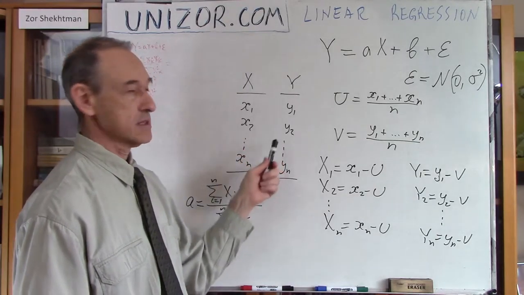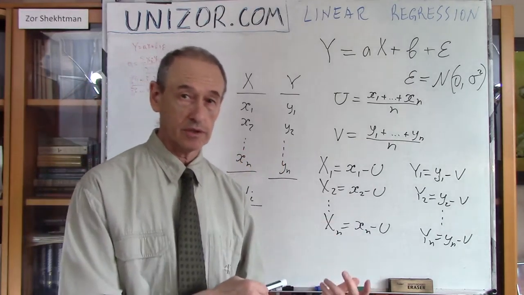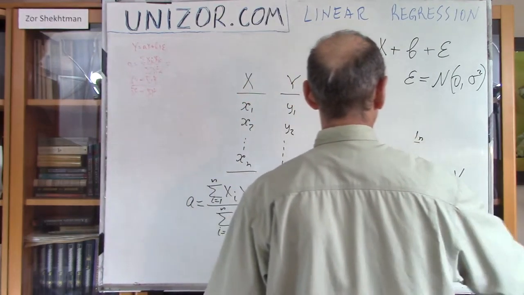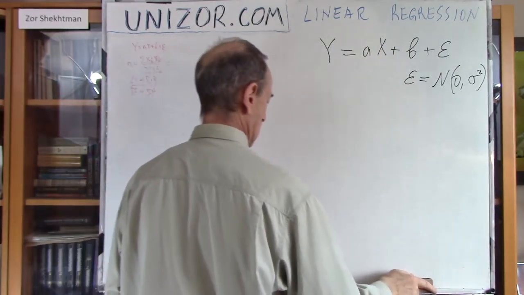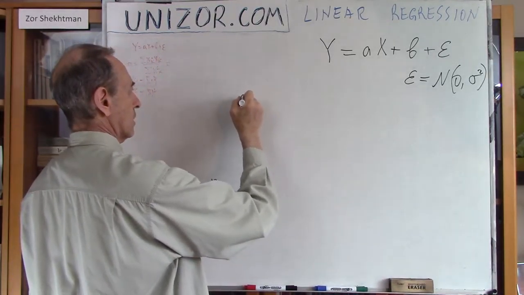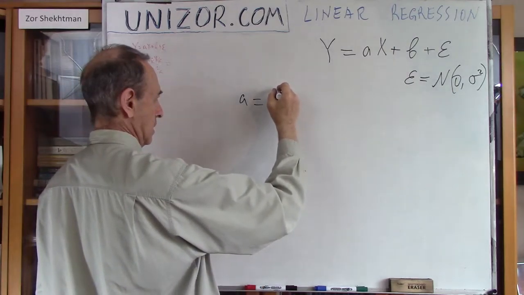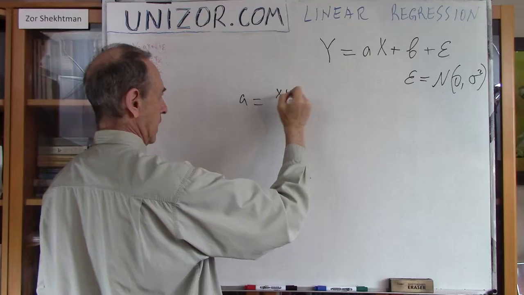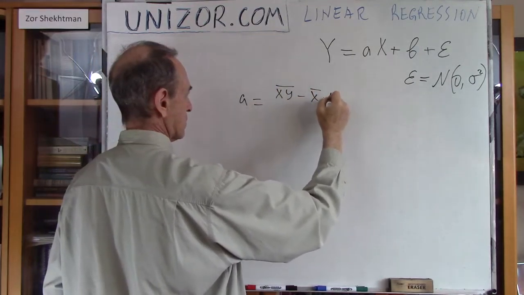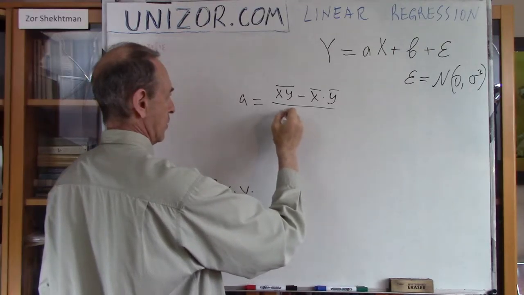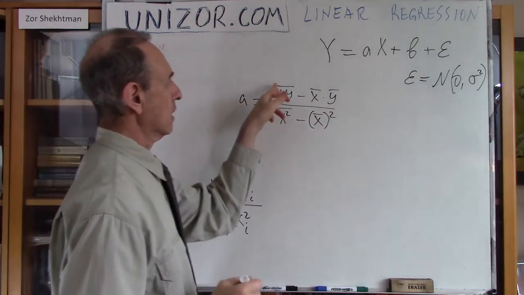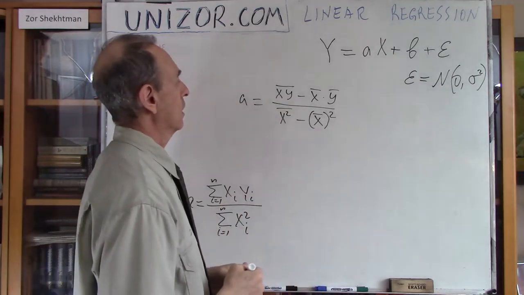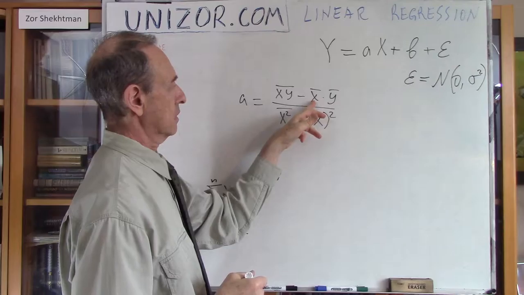The problem is related to the following fact. Sometimes, in some textbooks or websites, the final formula is not expressed in terms of capital X, Y, but in terms of lowercase x and y, original data. And it looks obviously different. So let me just tell you how it looks in most of the textbooks. They suggest it as the following: x y average minus x average times y average, divided by x square average minus x average square.